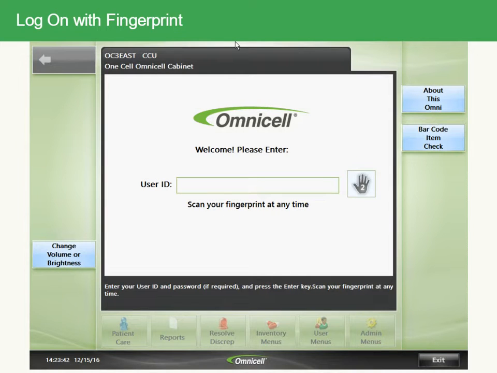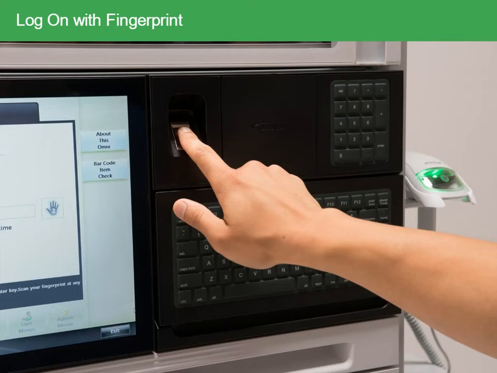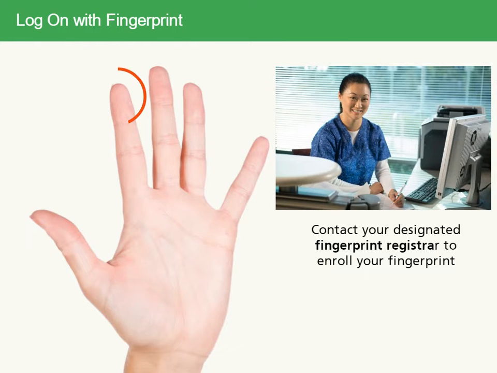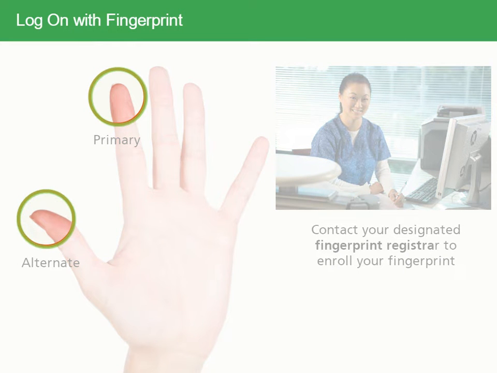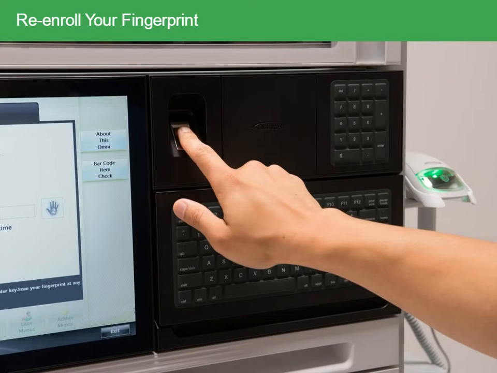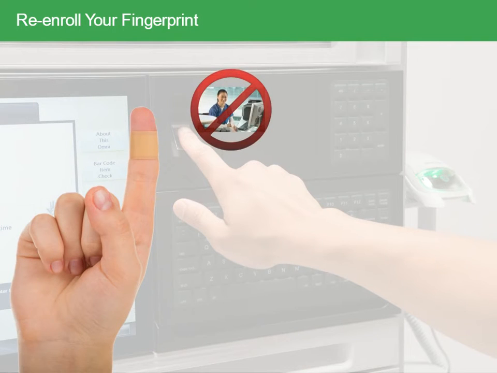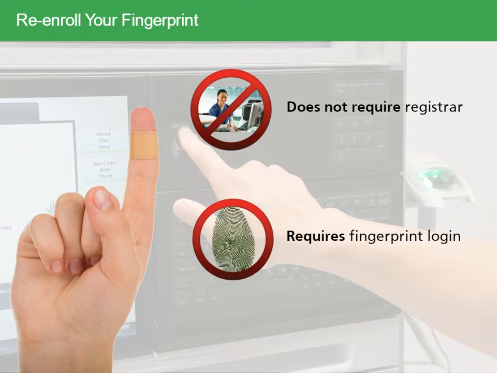Let's have a closer look at logging in with your fingerprint. If you have never been enrolled, contact your designated fingerprint registrar to help you enroll your fingerprints. You can enroll two fingers, a primary and an alternate. You can use either finger to log on. You are not required to use both. You may need to re-enroll your fingerprint, for example, if you cut or burn a finger. You don't need a registrar to re-enroll your fingerprint. However, if you wish to re-enroll your fingerprint, you must access the cabinet with a fingerprint.